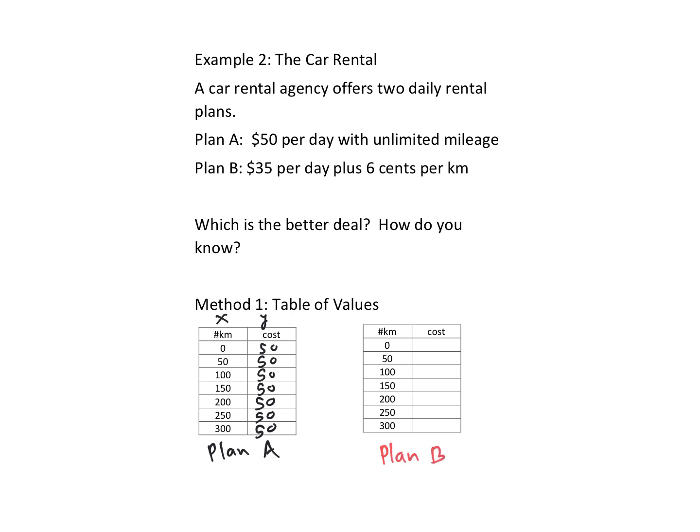So if I drive 0 kilometers, I'm still going to get charged $35. If I drive 50 kilometers at 6 cents, that's an extra $3 plus the 35, so that's 38. If I drive 100 kilometers, that's an extra $6, so 41. And it's just going to increase by $3 every 50 kilometers I drive.